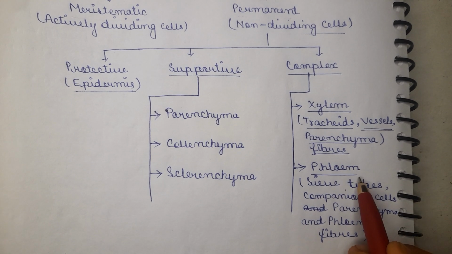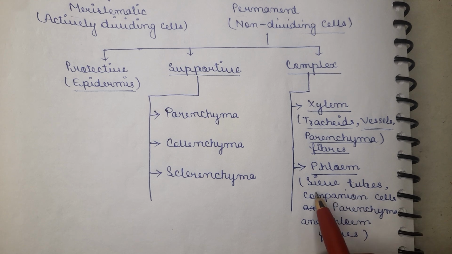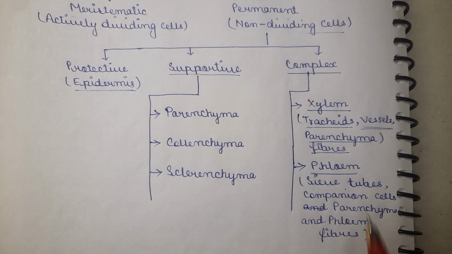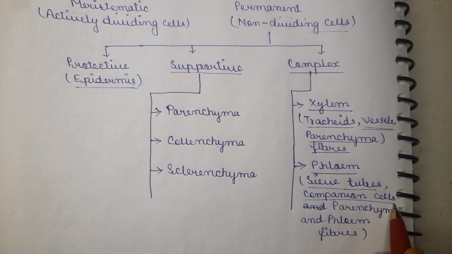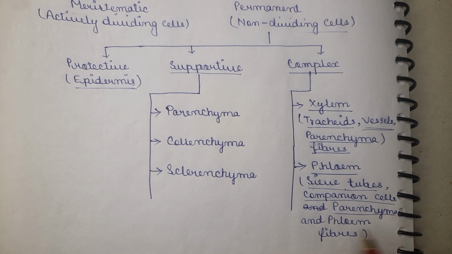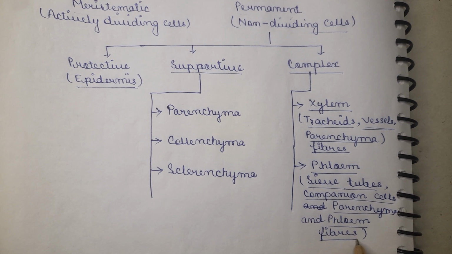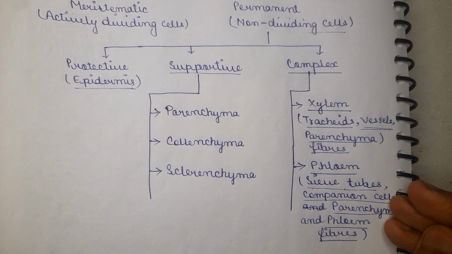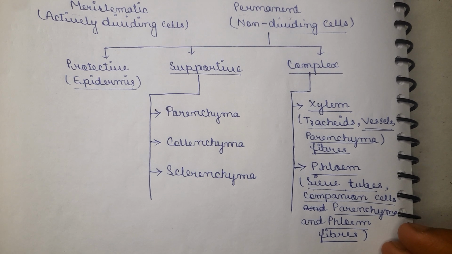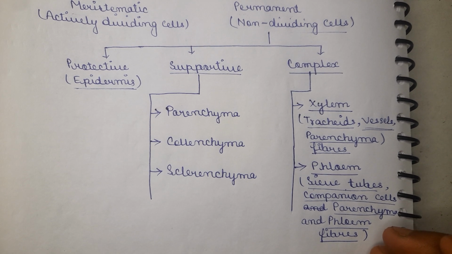Now the phloem, which is responsible for food transportation, mainly consists of four types. First one is sieve tube, second one is companion cell, third one is phloem parenchyma, and fourth one is phloem fiber. We have already discussed the functions of all four types of phloem tissues.